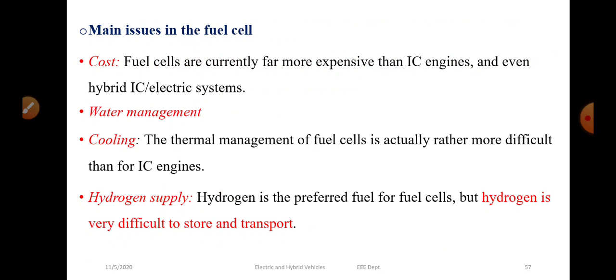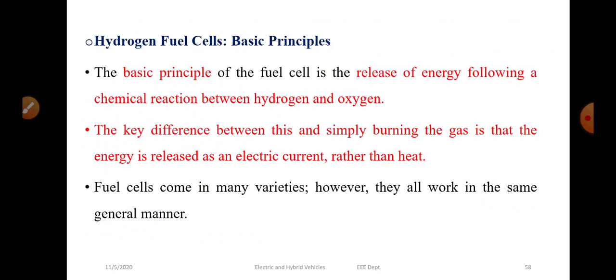And hydrogen supply: for fuel cells hydrogen is the preferred fuel. We know that hydrogen fuel is very difficult to store and transport.